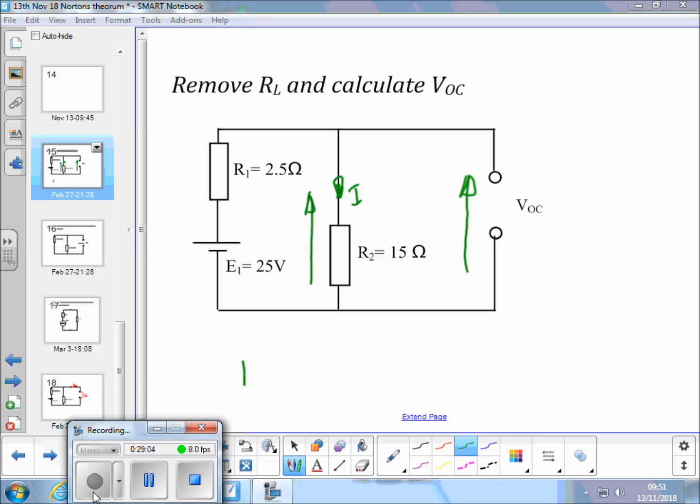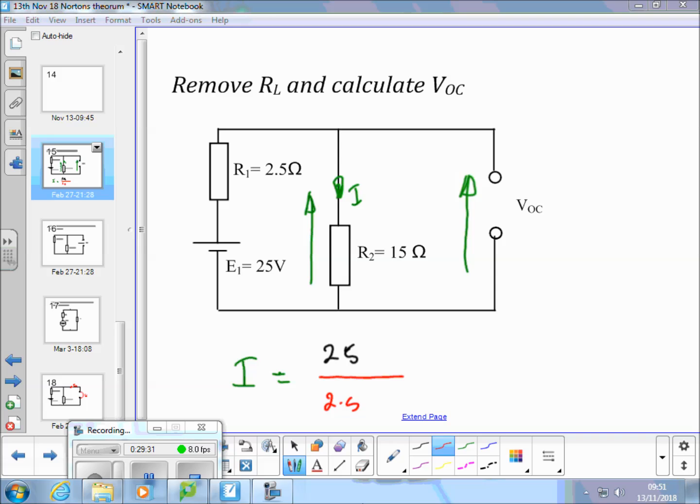So I can go by Ohm's law. I is equal to the 25 volts divided by these two resistors added together, 2.5 plus 15. Yeah, 25 over 17.5 equals 1.429 amps.